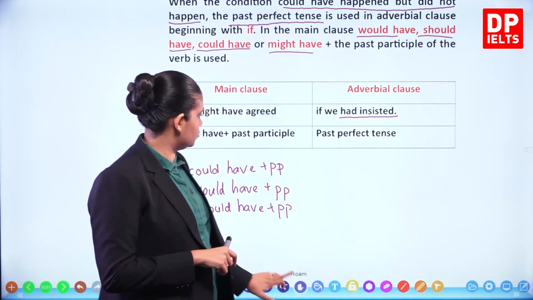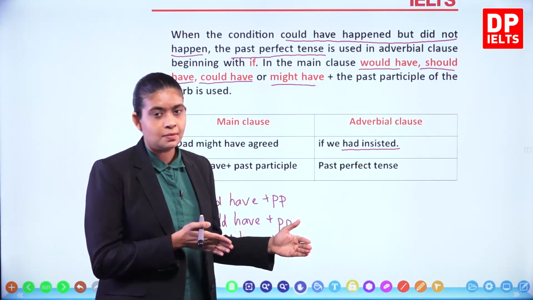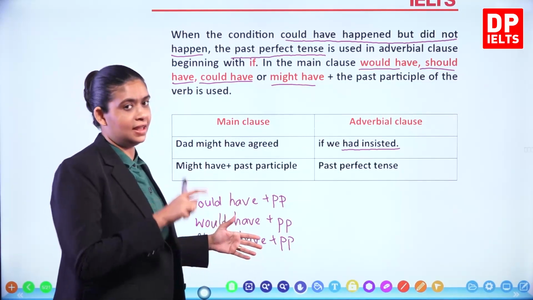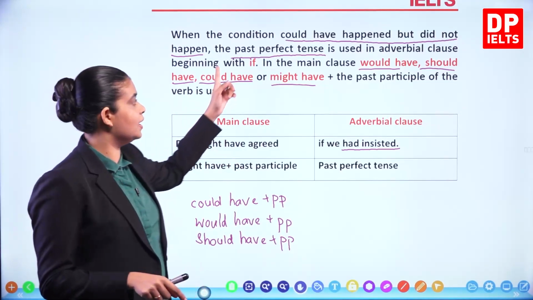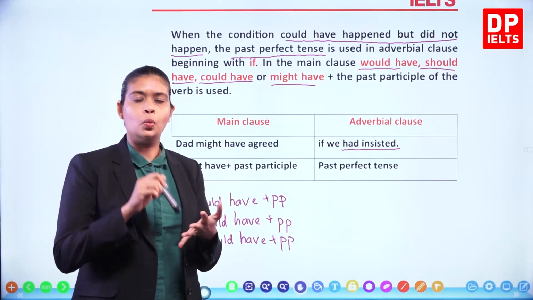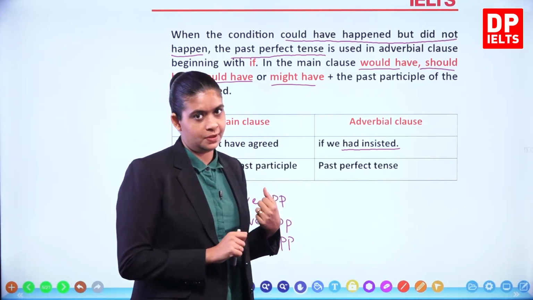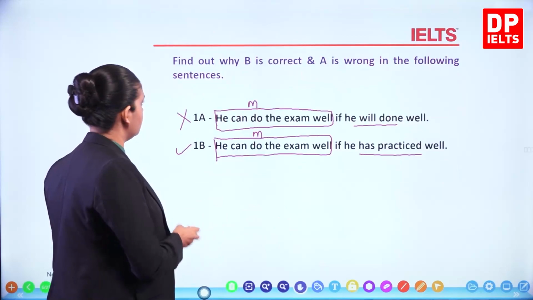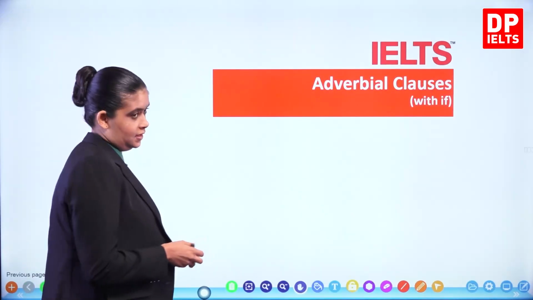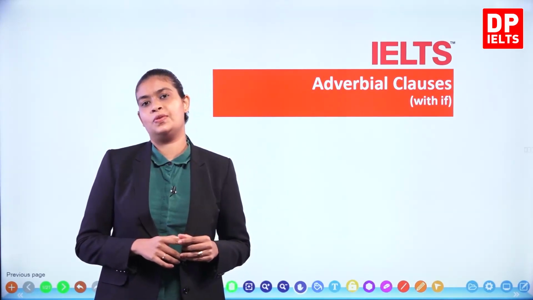And then the last condition that we learned was that when the condition could have happened but it didn't happen, then you use the past perfect tense in the adverbial clause if it is beginning with if. Then the main clause can have could have, would have, should have, might have, plus the past participle. So those are the main rules that we learned, and then of course we had a look at lots of activities. So with that, we have come to the end of the lesson, adverbial clauses with if.